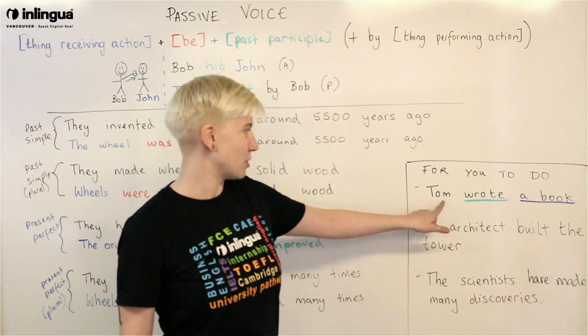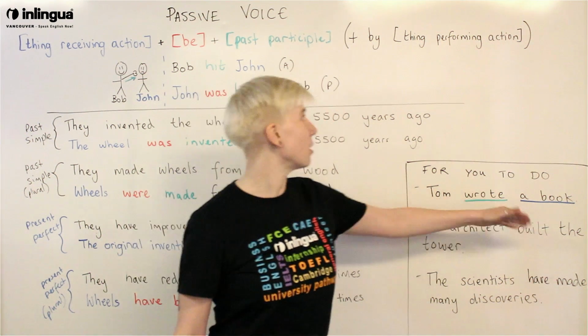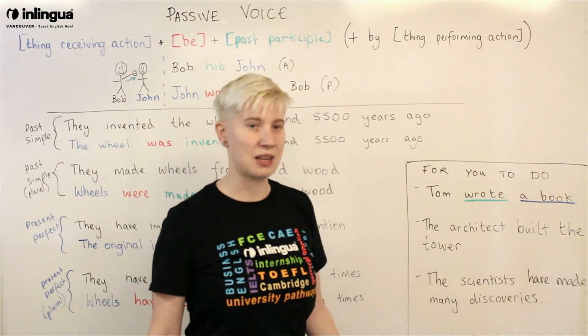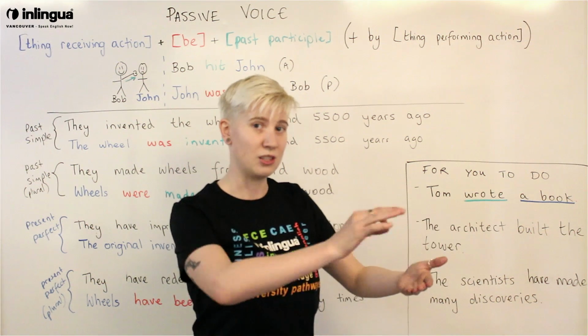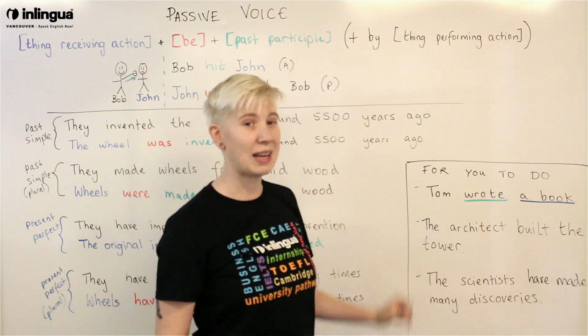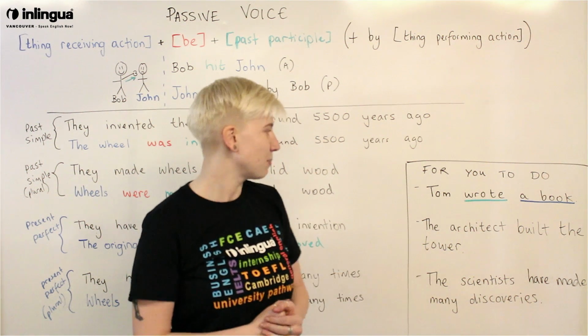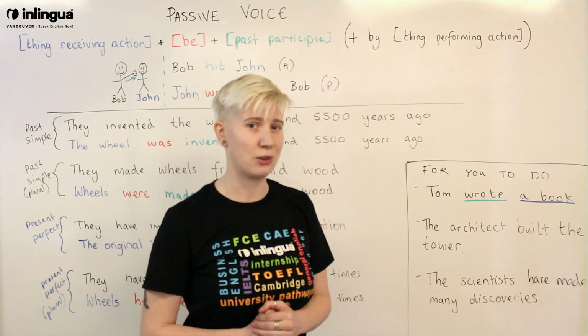Up first, we've got Tom wrote a book. And to help you, I've highlighted in green and blue, matching my form structure, the different parts of the sentence. The book receives the action. The verb is wrote. We're going to get rid of Tom. He's not important in this sentence. Next up, the architect built the tower. No highlights. You have to do that yourself.